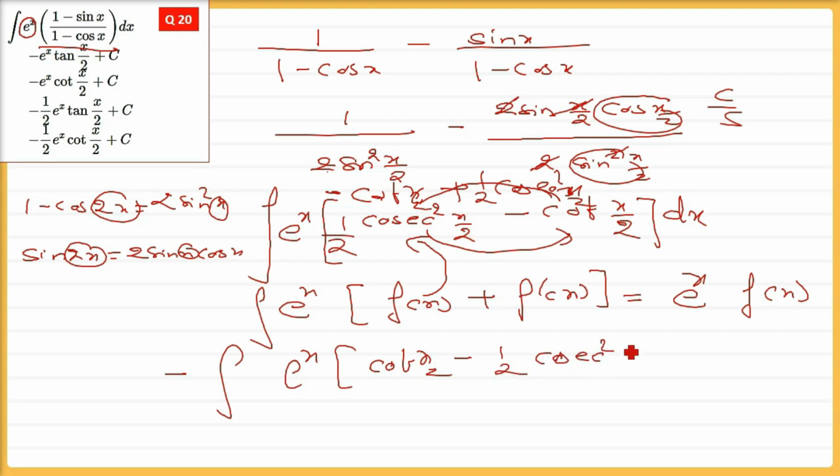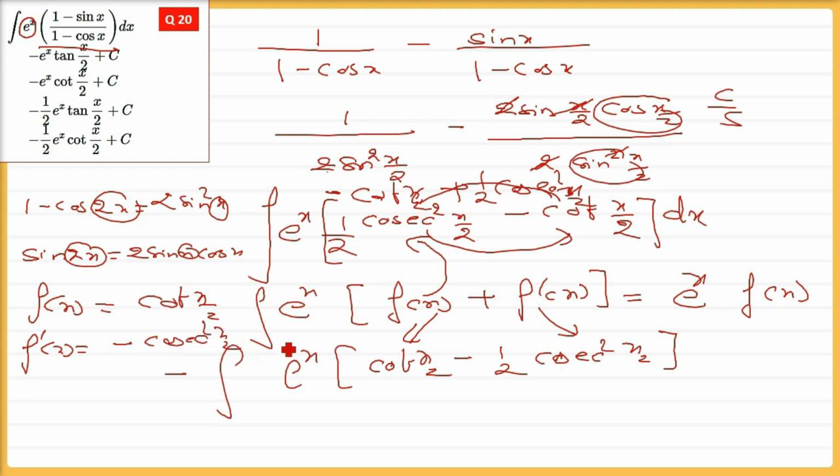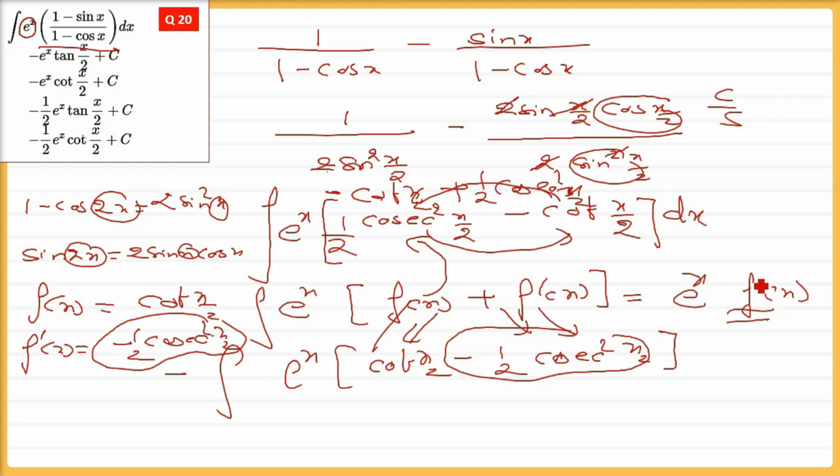Because f(x), if it is taken as cot(x/2), we definitely know that f'(x) will be half cosec²(x/2). Let's do it here also, just to complete the question. f(x) equals cot(x/2), and when you differentiate it, it will give you negative cosec²(x/2), and differentiation of x/2 will be half. So minus half cosec²(x/2), that is what f'(x) means. f(x) is cot(x/2). The direct result is e^x f(x) plus constant of integration.